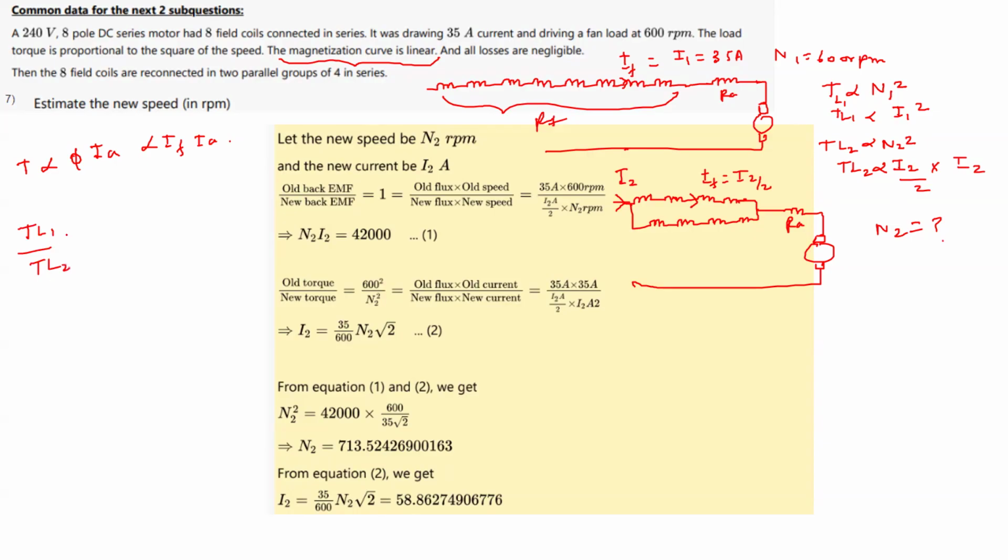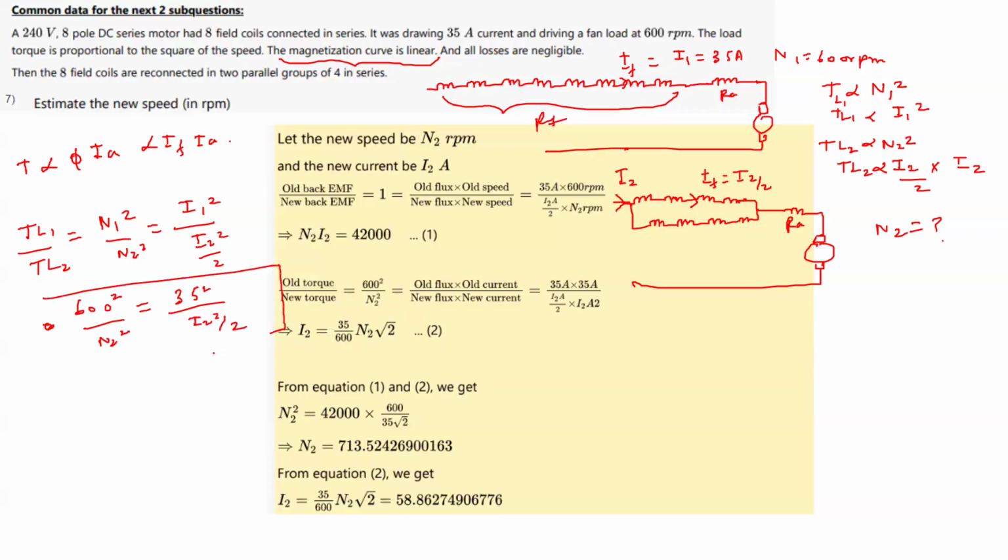So we will take the ratio of load torques. In the first case, we will get N1 square by N2 square, which is equal to I1 square by (I2 by 2) square. Okay, so N1 is known and I1 is known. So what is N1? N1 is 600, so 600 square by N2 square, and I1 square is 35 square by (I2 by 2) square. Okay, so this is one equation in N2 and I2 by 2.